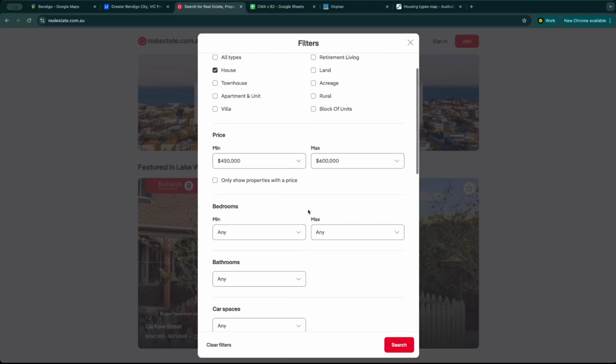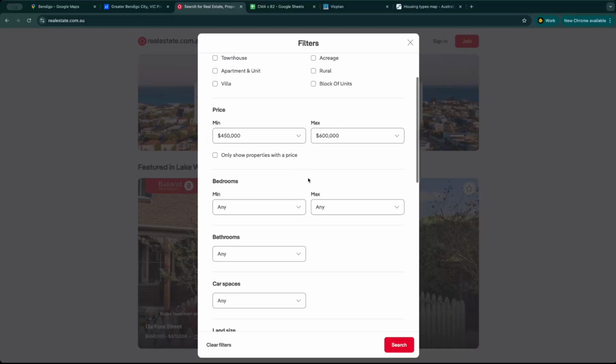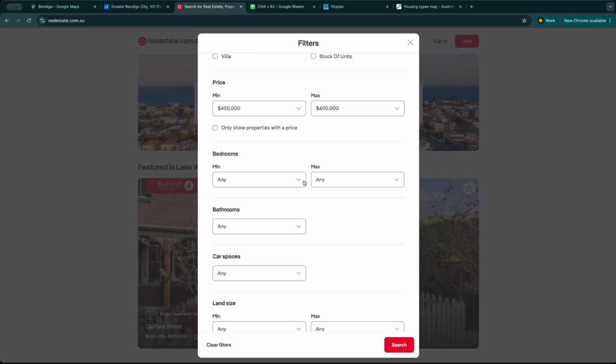Now, not to say that buying properties above this range isn't good. There's definitely a lot of properties above the 600K price point that actually are really good value. This is just a personal thing. I've only got pre-approval up to a $600,000 purchase price, so I'm not even going to entertain anything above that at this point. Bedrooms, I want at least 3 bedrooms.